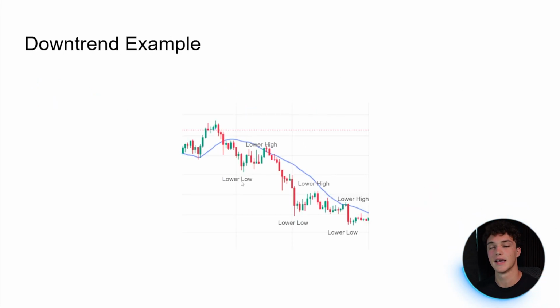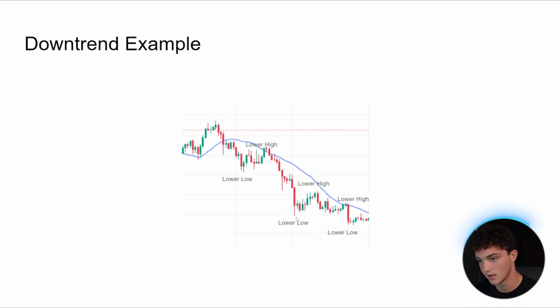Now here is an example of a downtrend. As we can see, the first low right here is lower than this previous low. That low was higher, so this low is lower. Now this high is lower than the previous high, which makes it a lower high.